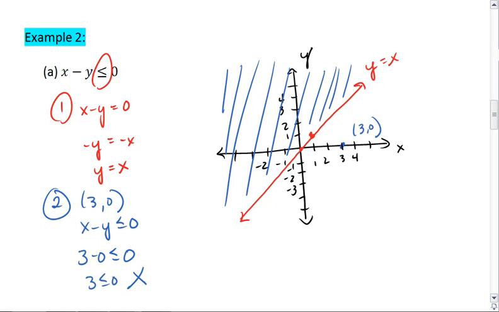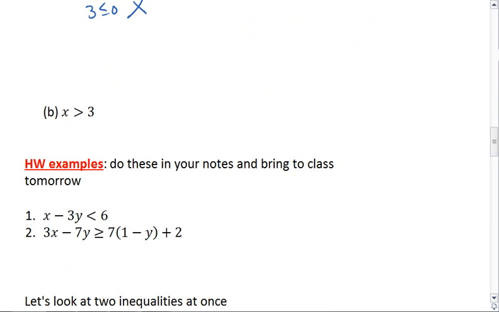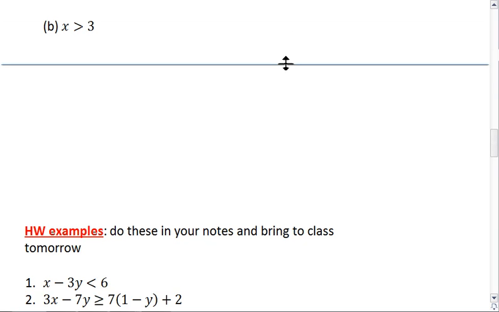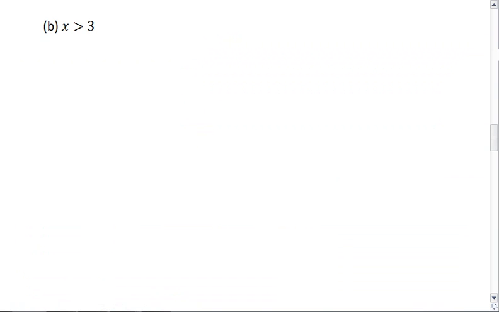Which is our completed graph for part A. Now let's look at part B. This one we have x is greater than 3. The related equation is x equals 3.